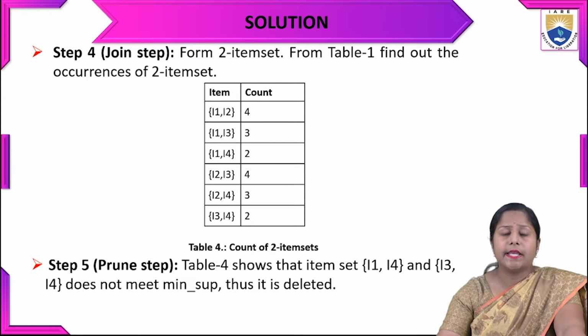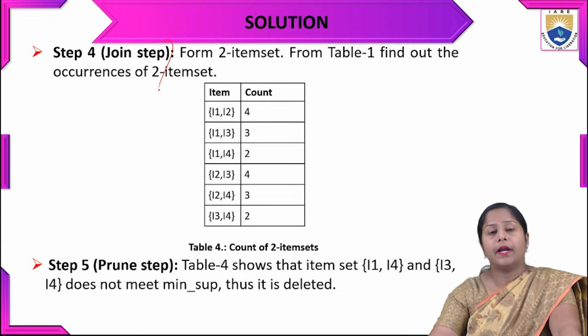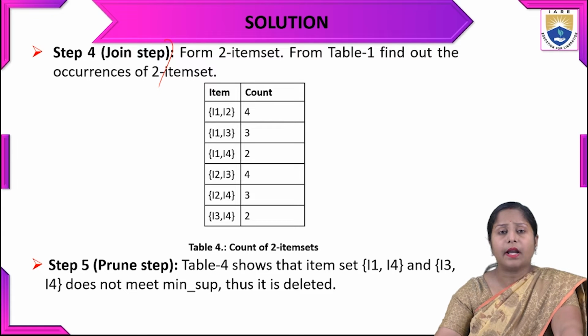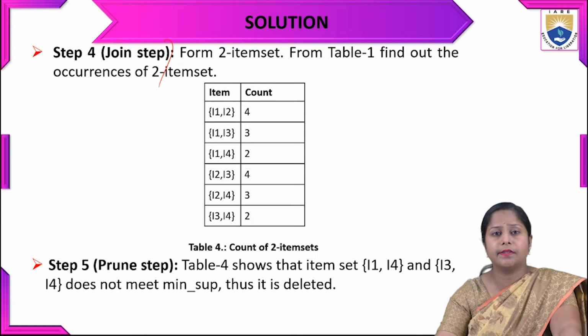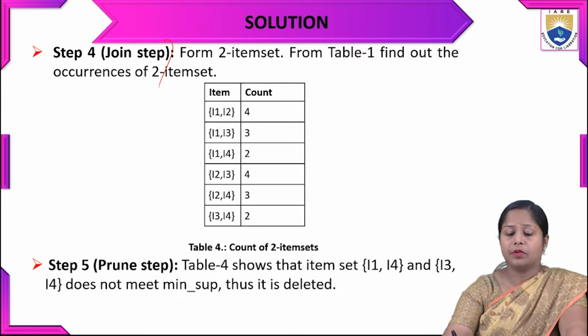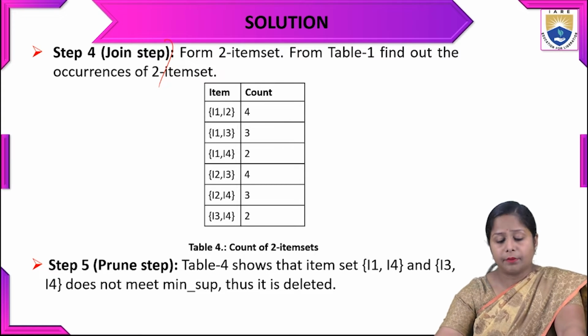Now step 4 is the joining step of the Apriori algorithm. So now we have to form the 2 item set. From the items we got in the last step, step 3, on the basis of that, we have to form the 2 item set, what is going to occur together. So now we have formed the 2 item set.